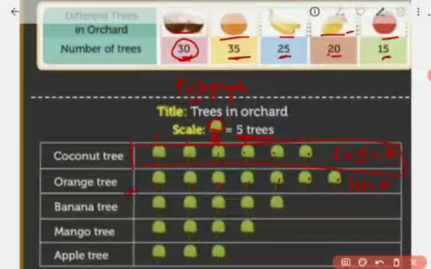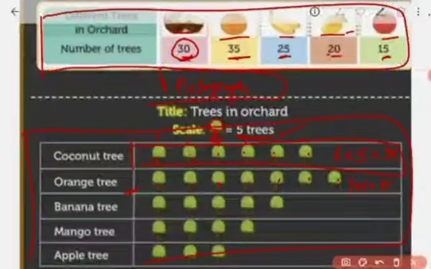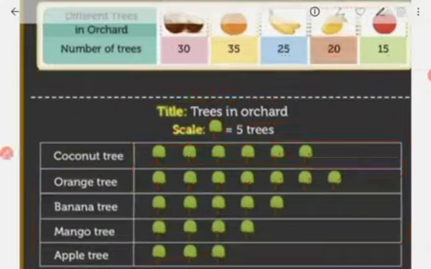So in this manner you have drawn the pictograph. Okay, so this is called a pictograph. You have taken the scale as 5 trees each, which we are representing in the picture, and accordingly you have represented the given data in the pictograph. Okay, so this is called a pictograph. I hope you have refreshed this. Okay, I hope you remember this.